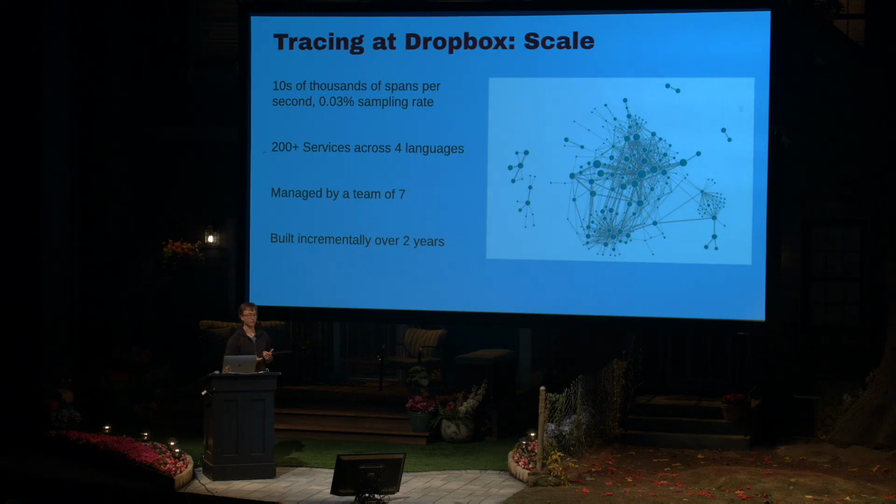Let's talk about Dropbox. We have exabytes of user data and 500 million users. We use 6 programming languages regularly and have millions of inter-service requests per second. What this means for tracing is that we have tens of thousands of spans per second at a 0.03% sampling rate. This is head sampling, so at our top-level load balancer, we make our sampling decision. We have 200 plus services across 4 languages that we support, and this is all managed by a team of 7. We've built this system out over the course of the last 2 years, and this talk will go into how we've actually done that.